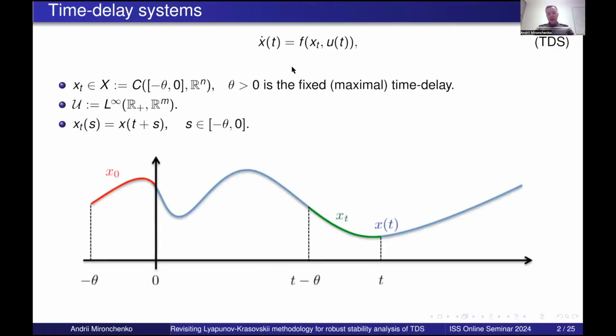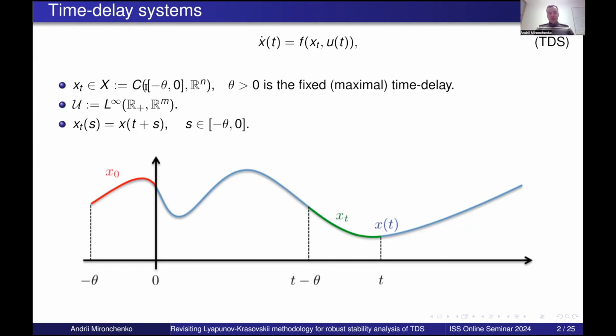So today we will speak about time delay systems of this form. Here x_t denotes the state of the system at time t, and it comprises the part of the trajectory from time t minus theta to t, and theta is the maximal fixed time delay of the system. u is an external input, which is an essentially bounded Lebesgue measurable function, so from the class L infinity.